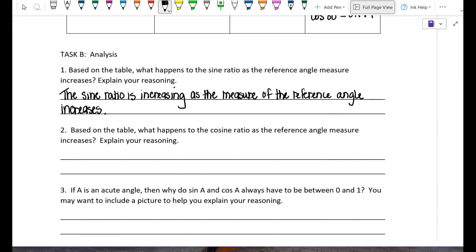Which means the hypotenuse and opposite leg get closer to being the same length.